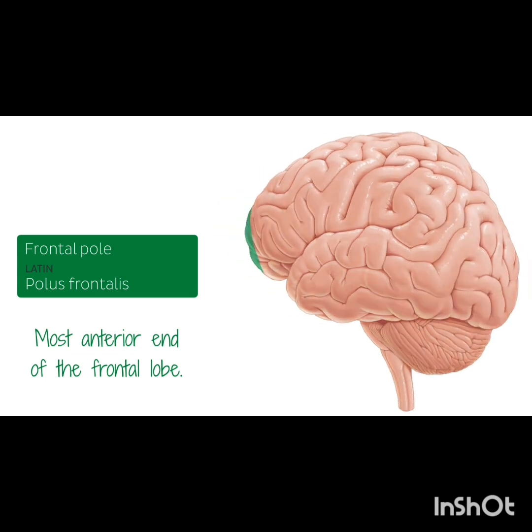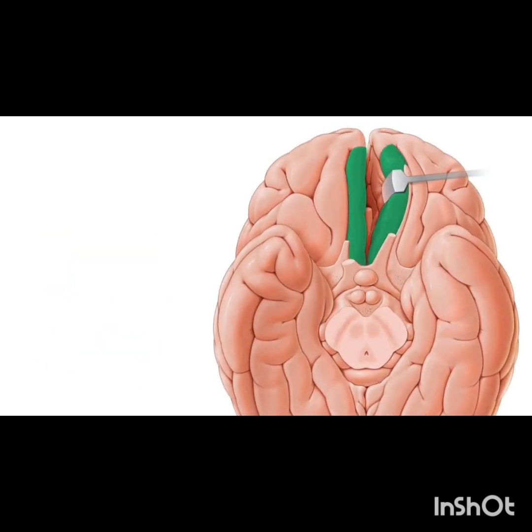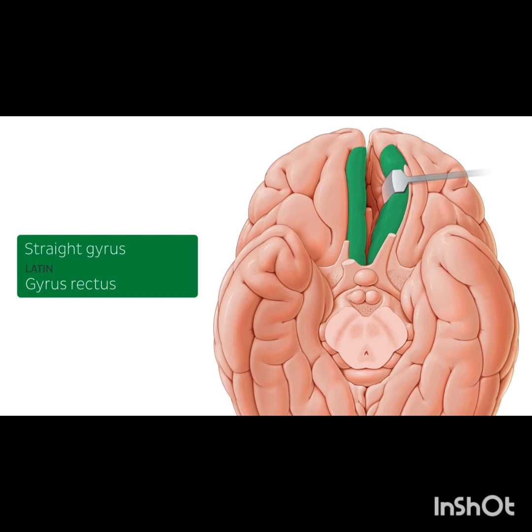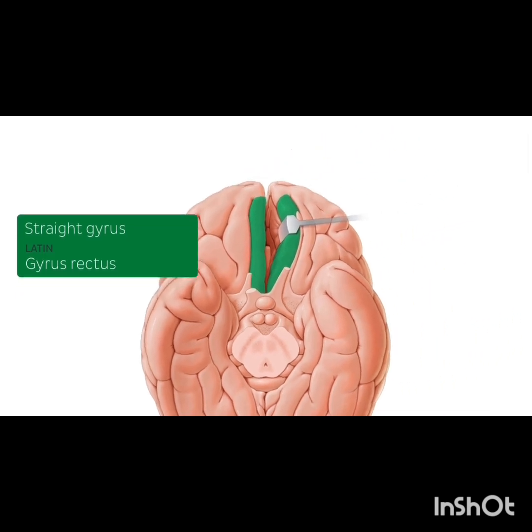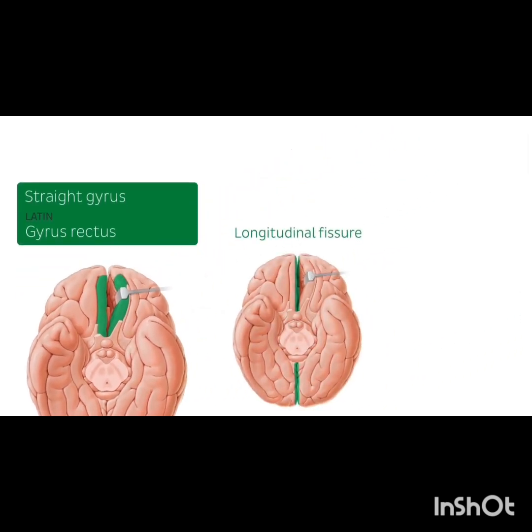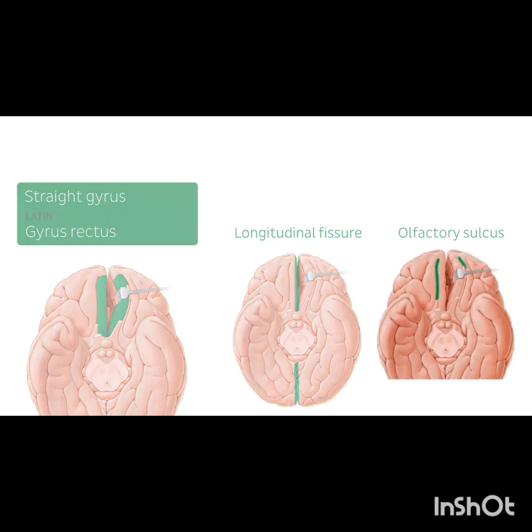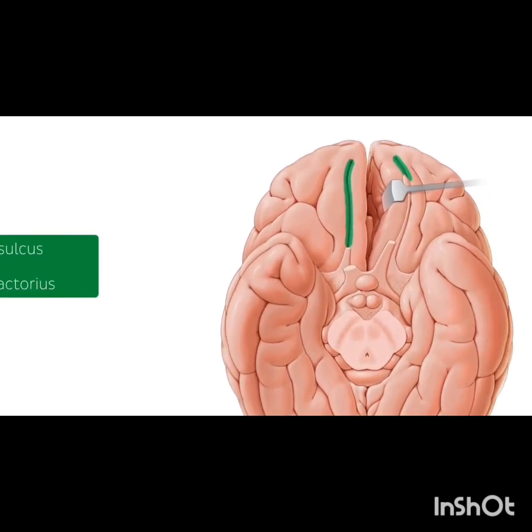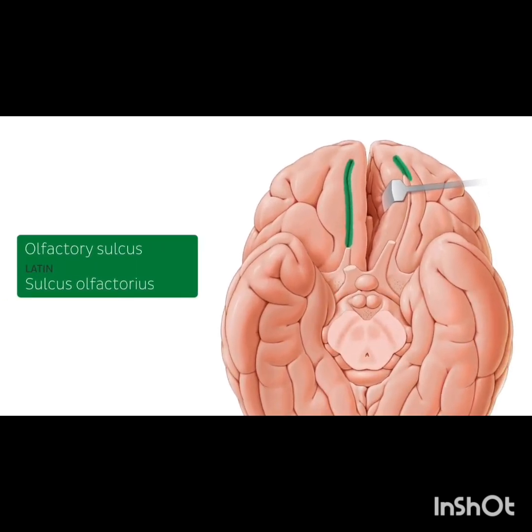Immediately posterior to the frontal pole, we find this structure highlighted, which is known as the straight gyrus. The straight gyrus is continuous with the superior frontal gyrus on the medial aspect of the brain and is located between the longitudinal fissure, as you can see on this image highlighted, and also between the olfactory sulcus, which happens to be the next structure that we're going to be talking about. As you can see in our illustration, the olfactory sulcus is a groove that is located between the straight gyrus and the medial orbital gyrus.